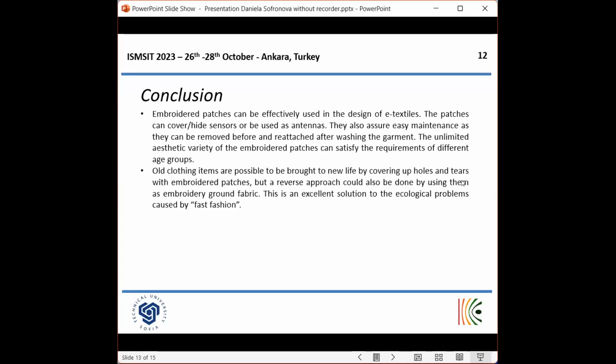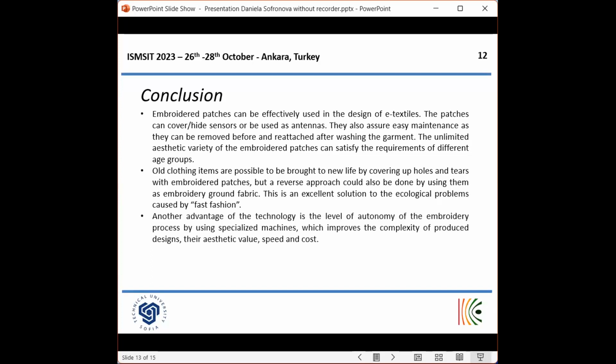An additional advantage is that they can bring old clothing items to new life by covering up holes and tears. And the reverse approach could also be applied by using the clothing piece as embroidery ground fabric. And this is an excellent solution to the ecology problem caused by the fast fashion industry. And another advantage of this technology is the level of autonomy of the embroidery process by using specialized machines which improve the complexity of produced designs, their aesthetic value, speed, and cost.